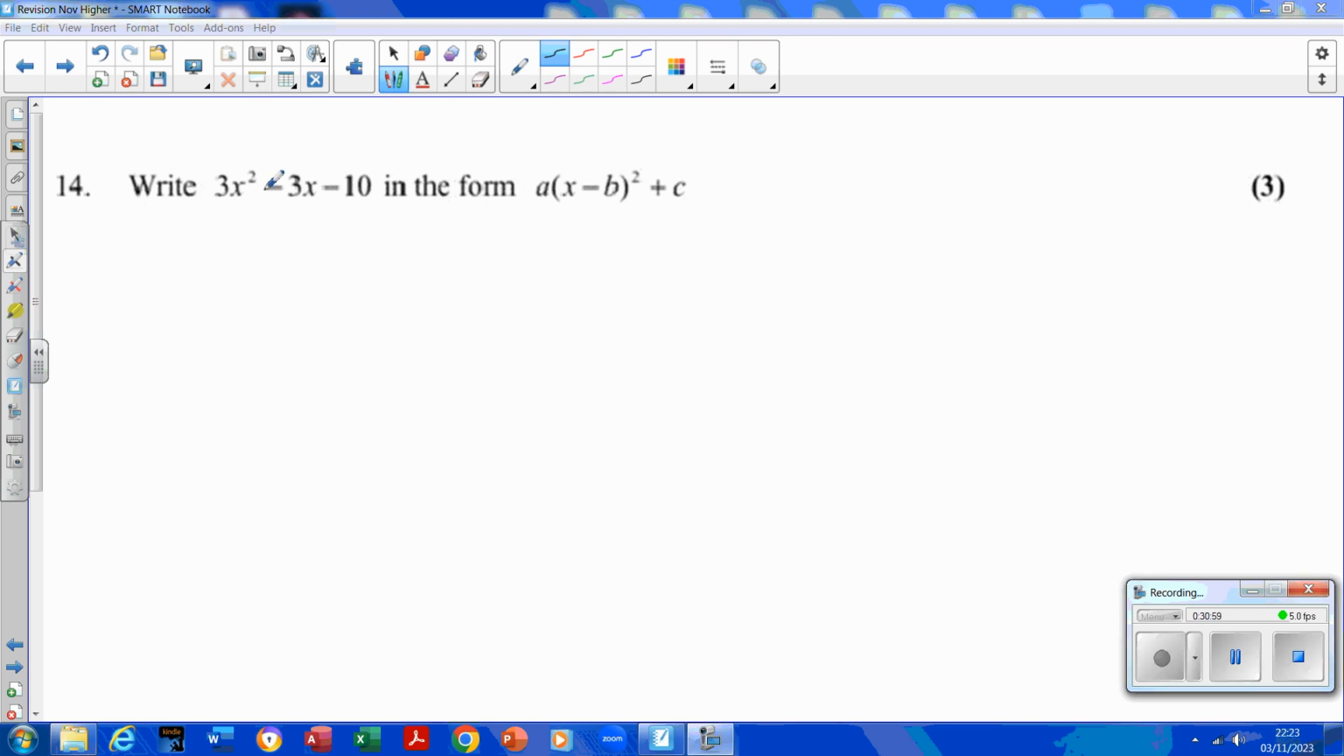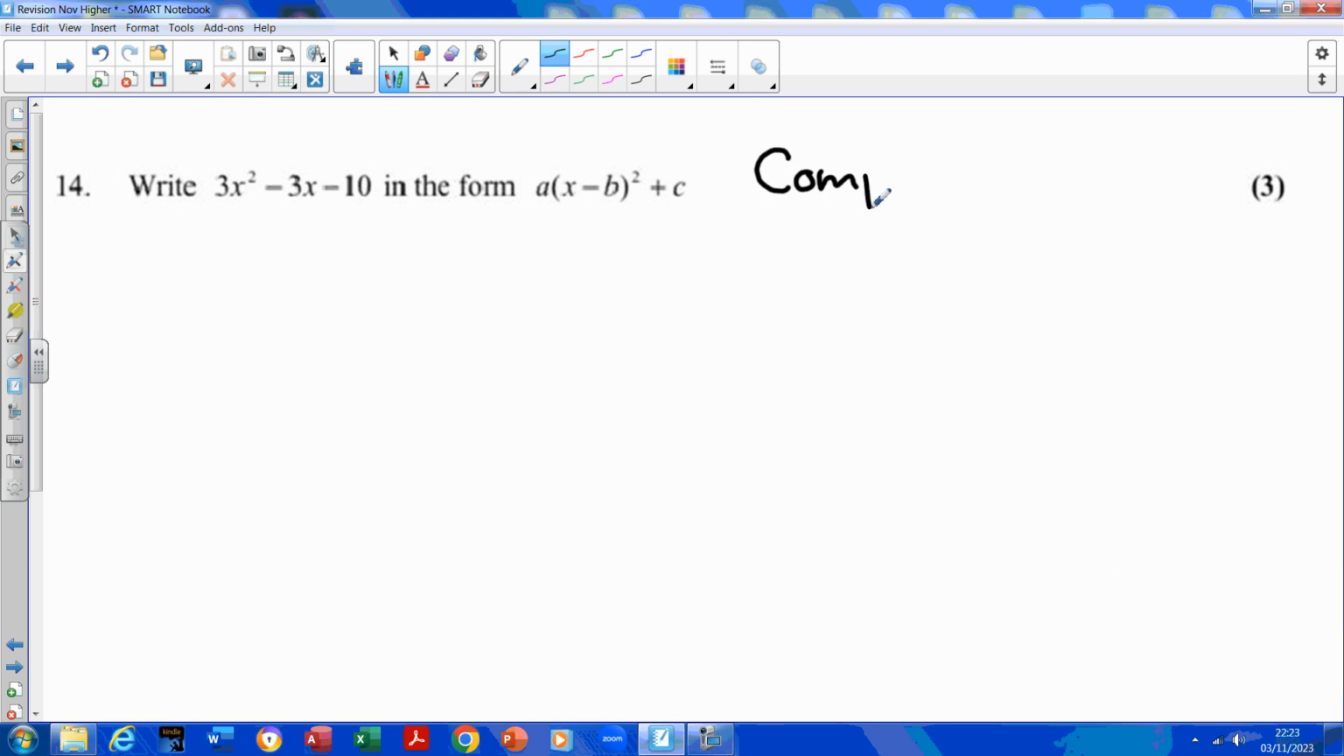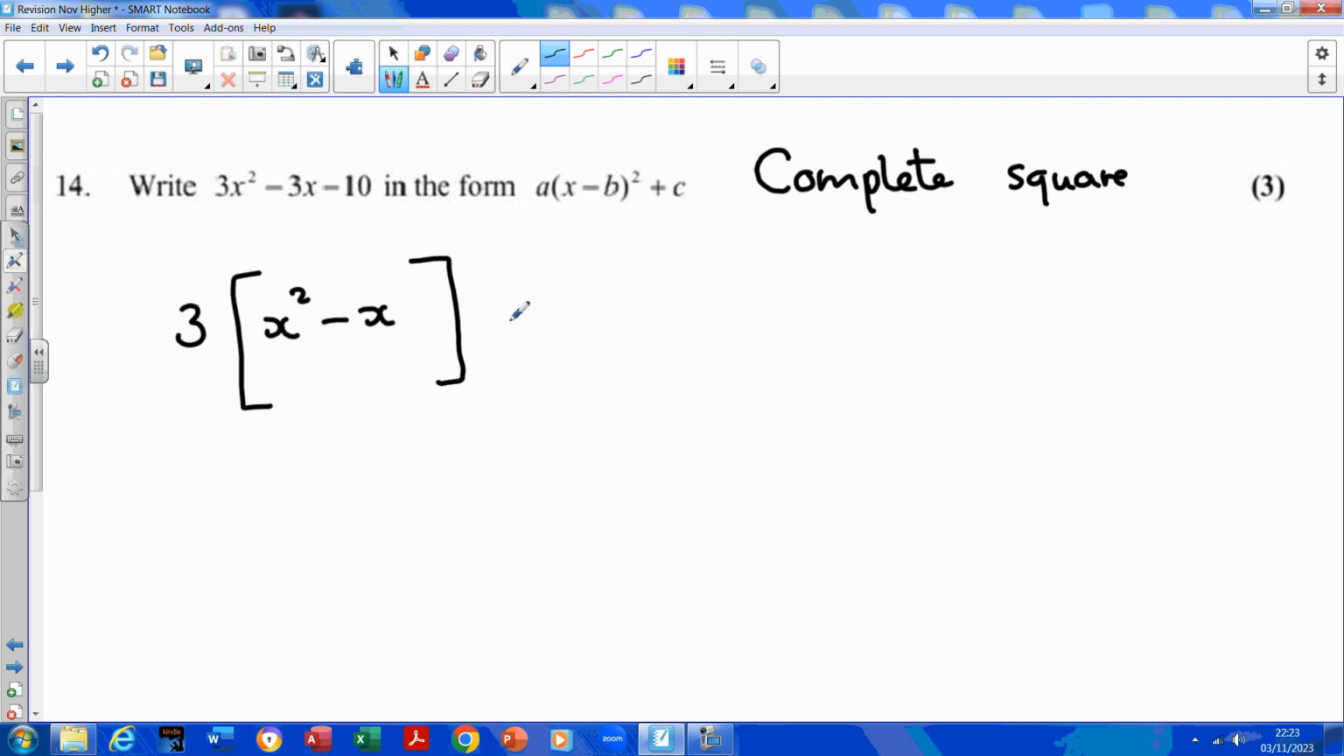Question 14, write 3x squared minus 3x minus 10 in the form. So that's to complete the square. Now you did this in National 5, but you only ever did it with 1x squared. So we've got to get that in the form, but it's only just 1x squared. So whatever this number is here, that 3 has got to come out as a factor. So pull it out of the x squareds and the x's, so that becomes x squared, and divide that by 3, and that becomes minus x. The minus 10 is outside the brackets, we're not interested in that just now.